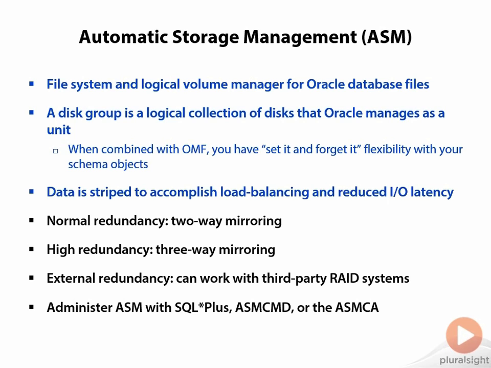And when you create the disk group, you can specify a redundancy option. You can do what's called normal redundancy, which is 2-way mirroring, high redundancy, which is 3-way mirroring, or you can specify external redundancy if you're using a third-party RAID system, a hardware RAID array, and you want to offload the RAID. Let's face it, hardware is going to give you better performance than software. ASM is a software technology.